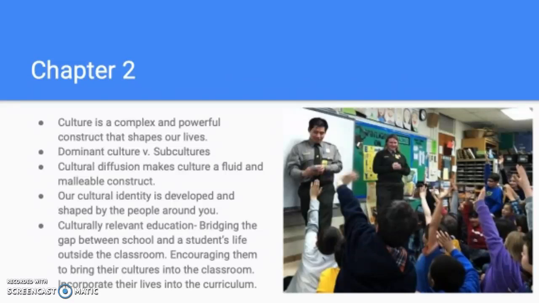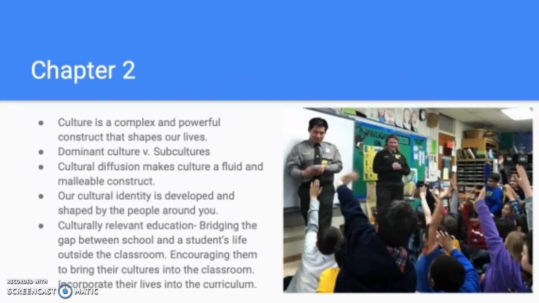It also talks about our cultural identity and how it's developed and shaped by the people around us, especially our family, like our sisters, especially mothers, fathers, etc. Your friends, your community, the classroom, etc. are all factors that shape who you are and how you view yourself.